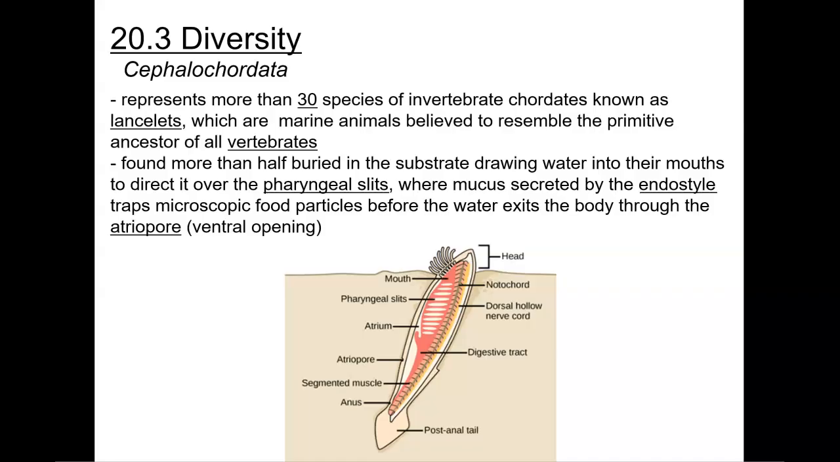They're found more than half buried in a substrate, drawing water into their mouths to direct over a pharyngeal slit. So remember, it's bringing this water in just like the last ones. It's going over those slits. In this case, though, they're going to have mucus that's secreted by the endostyle that's going to help trap microscopic food particles before the water is going to exit the body through what's called an atriopore. That's going to be a ventral opening. Remember, ventral means belly, so it's going to come out through the section or region we would consider to be the belly. Dorsal is going to be its back.